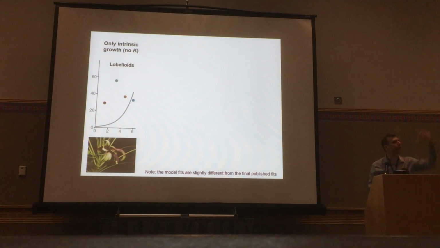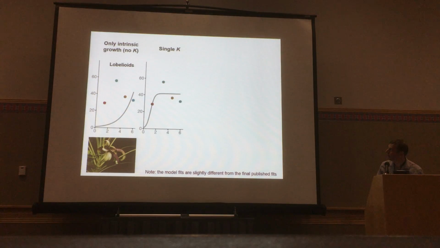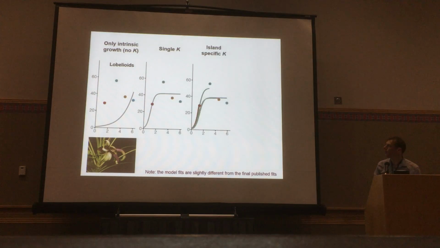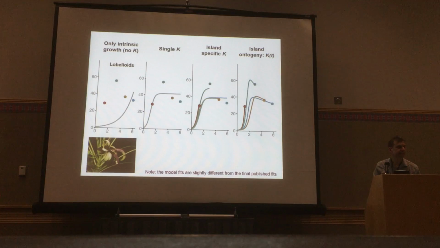The oldest island should be the most diverse. It's not. It's the least diverse, or almost the least diverse. Maybe this is just a single carrying capacity that's independent of island area. That doesn't fit so well. Maybe there's a carrying capacity that's proportional to the area of the island, and that fits better. And then there's the island ontogeny model, which in this case just absolutely nails the species richnesses. And what I'd like you to note is that diversity has gone up and down on the older islands.